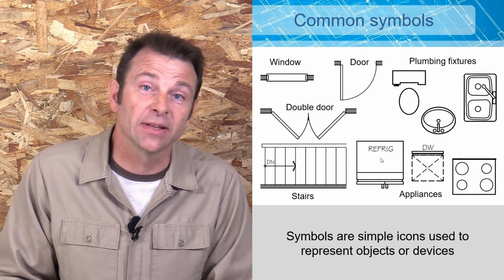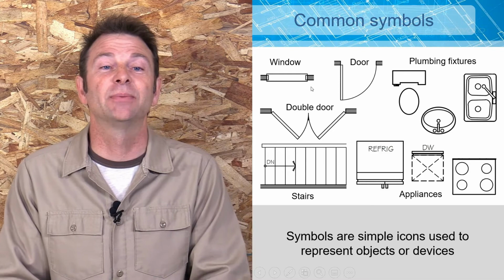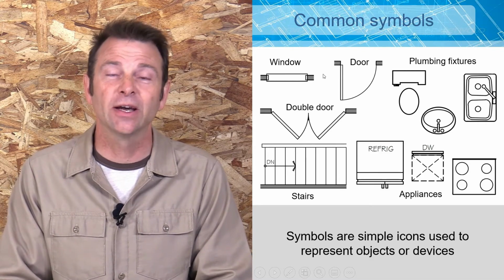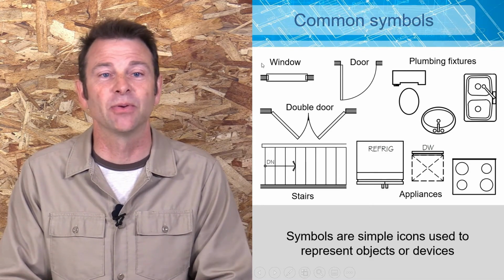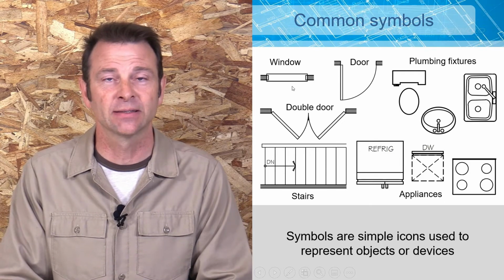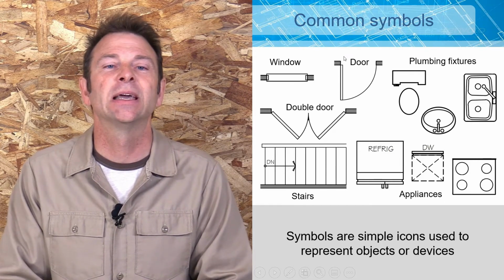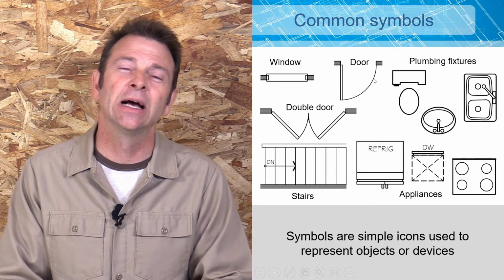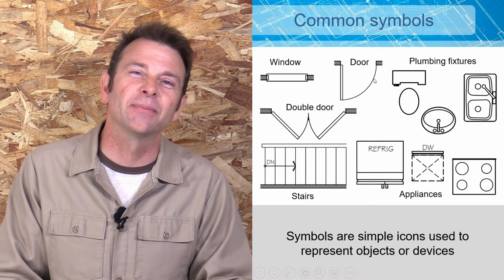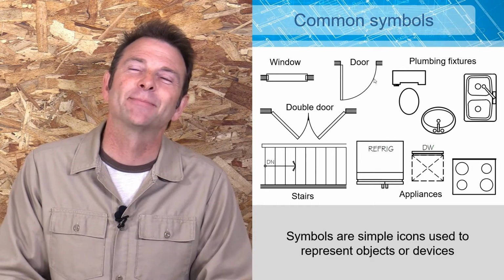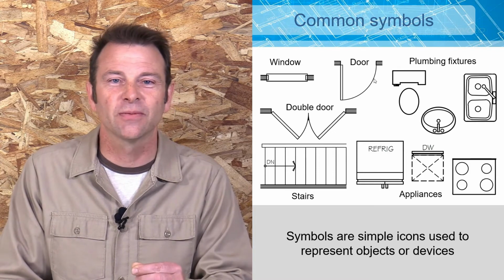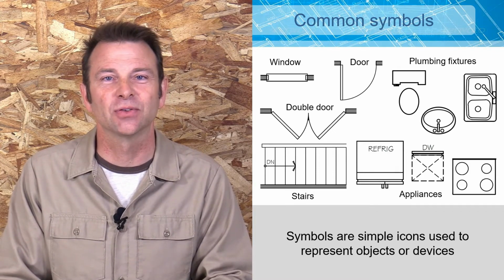Here are some more common symbols. There are symbols for everything in plans, and it could be something as simple as a window, and this is an understood symbol for a window. Every time you see this, you will know that's a window. Here is a door, and as you can see, a lot of the symbols have features on them that will sort of reference the object that they are trying to represent.